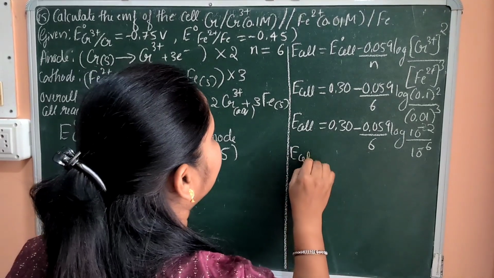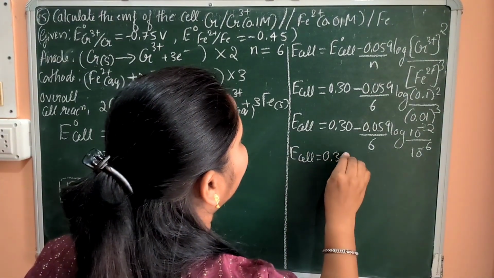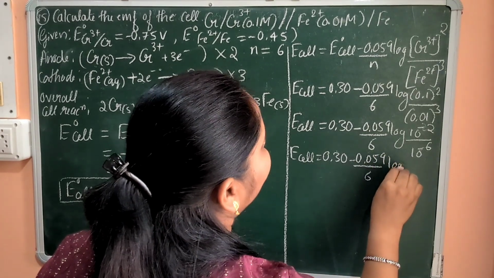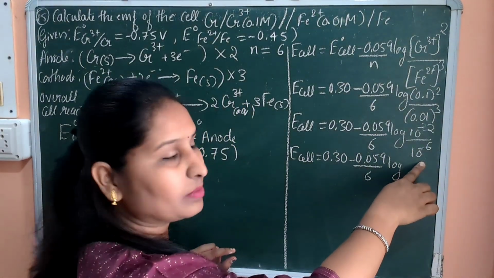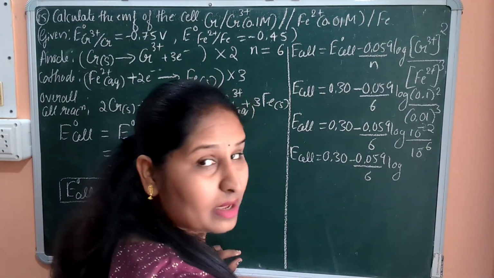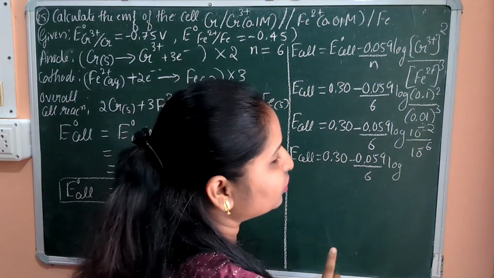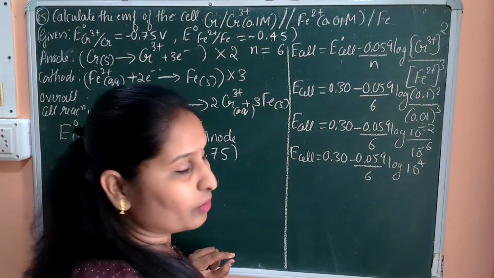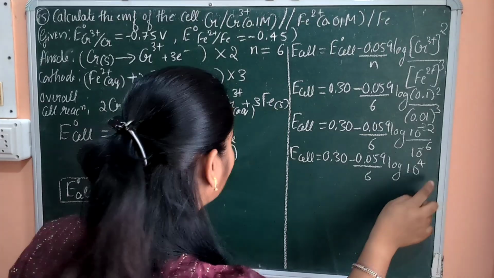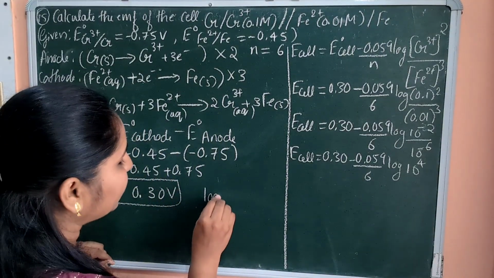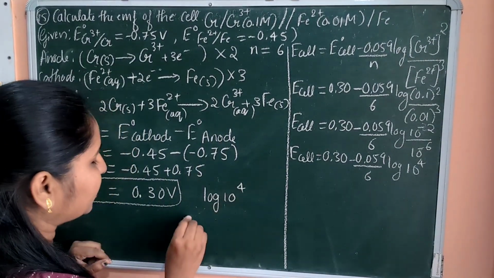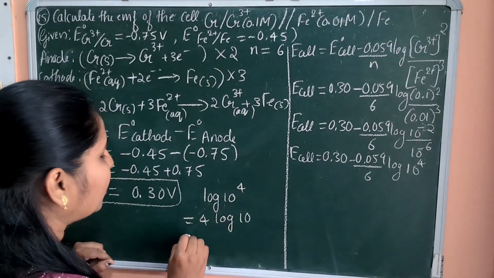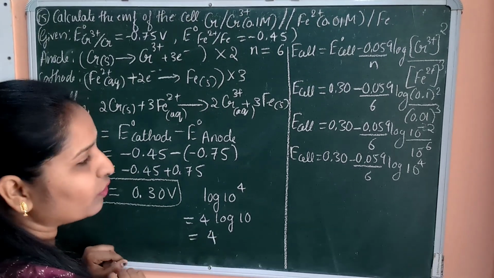Now E cell is equal to 0.30 minus 0.059, I'll keep it as it is, log of this 10 to the power minus 6. When it comes to the numerator, it becomes 10 to the power plus 6, and this minus 2 becomes 10 to the power plus 4, right? 10 to the power 4. Now we have to calculate this log 10 to the power 4 here. Let me calculate here only. Log 10 to the power 4 is equal to 4 into log 10, and log 10 is 1, so it will be 4 here.